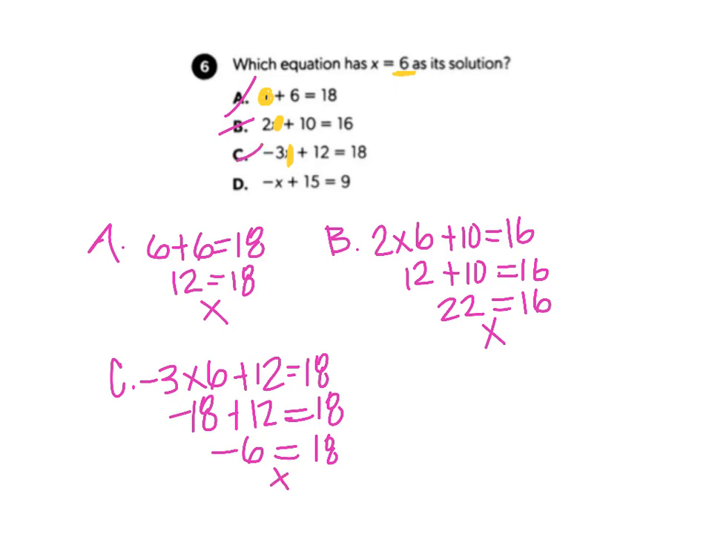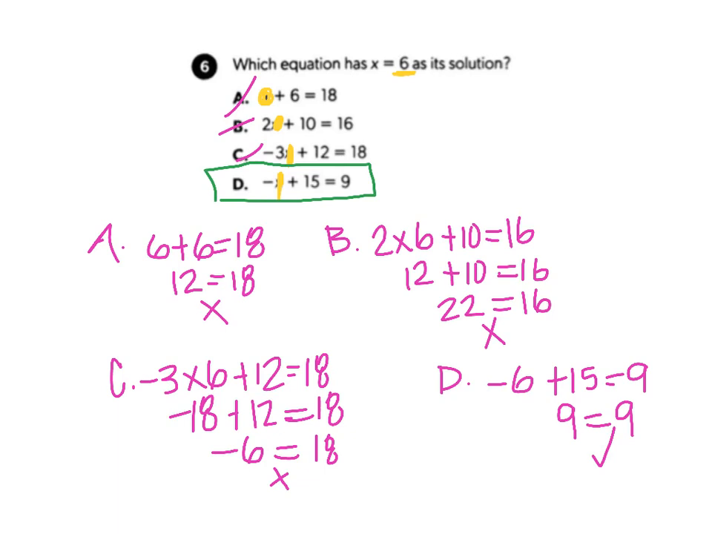So if we worked all these out correctly, D should be the right answer, but I'm going to test it out. Answer choice D, it says negative x, so that's where the 6 is going to be, plus 15 equals 9. So negative 6 plus 15 is 9. Well, when I tried this, negative 6 plus positive 15, that is 9. 9 equals 9. Yay, check mark. Letter D would be the one that 6 fits in and makes it true.